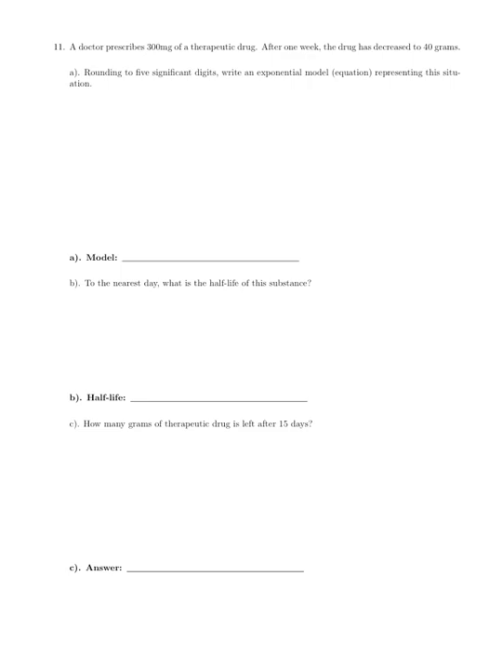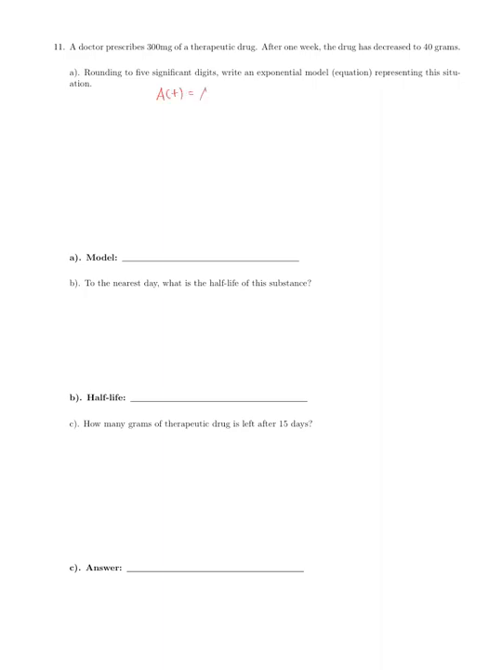Okay, number 11. A doctor prescribes 300 milligrams of a therapeutic drug. After 1 week, the drug has decreased to 40 grams. Rounding to 5 significant digits, write an exponential model representing this situation. So, step 1, you need to memorize this formula.